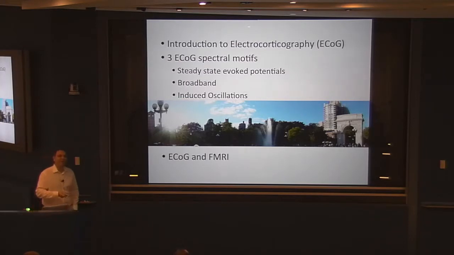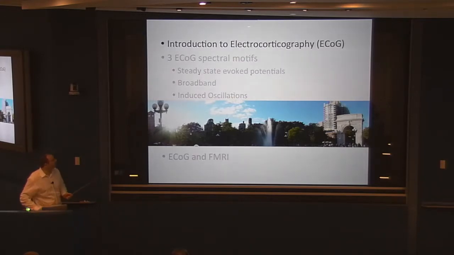Well, I'll just tell you, it's intracranial EEG. I'm going to talk about 3 types of spectral motifs and then talk about the relationship between electrocorticography, field potentials, and functional MRI. And I will start with an overview.